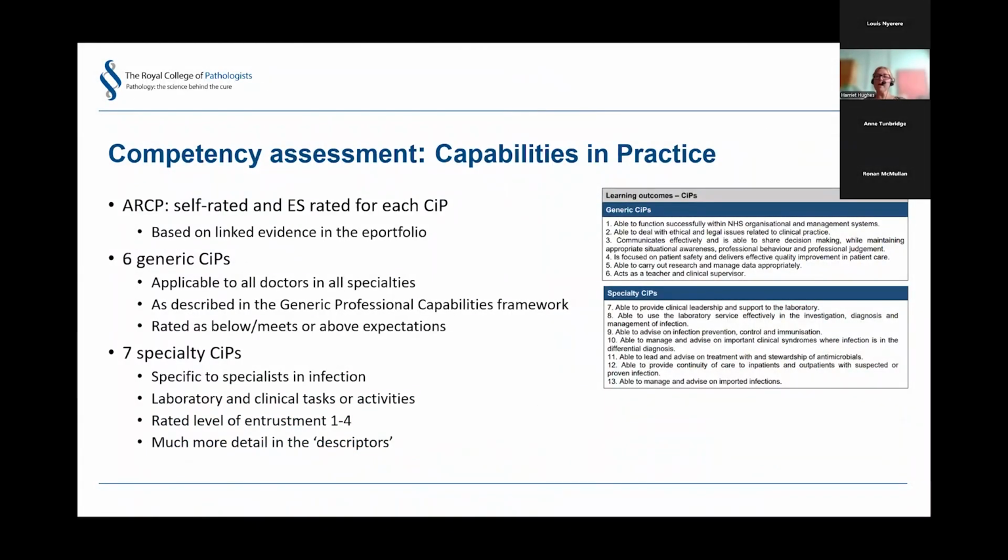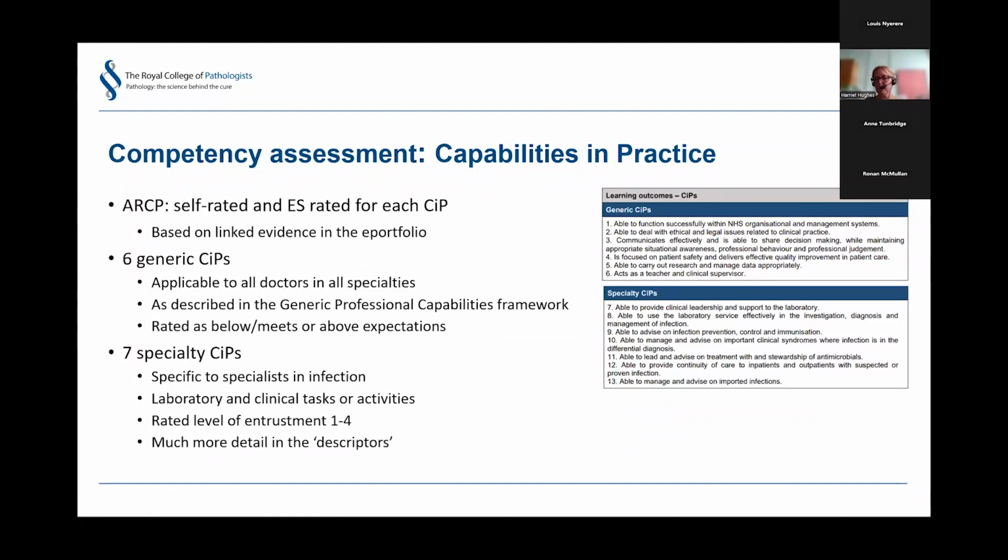And then for your ARCPs, the way that the competencies are assessed is rating yourself and your ES using the evidence in your portfolio to rate you against the capabilities in practice. These are new since the 2021 curricula, and for all doctors in all specialties, there are 6 generic SIPs, which I've listed here on the right, and they're described in the GMC Generic Professional Capabilities Framework.